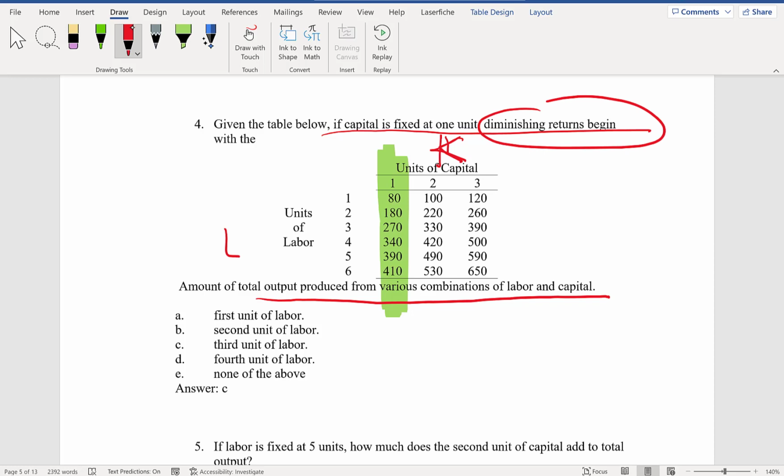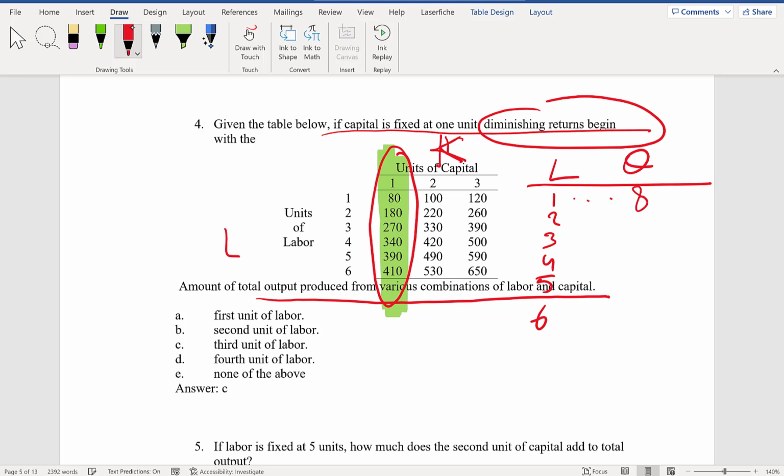Diminishing returns. So basically, I'm going to copy this table. Labor 1, 2, 3, 4, 5, 6. We are focusing on the quantity when capital is 1 unit. So I'm going to copy this: 80, 180, third unit 270, 340, 390, 410. Then we're doing marginal product of labor.